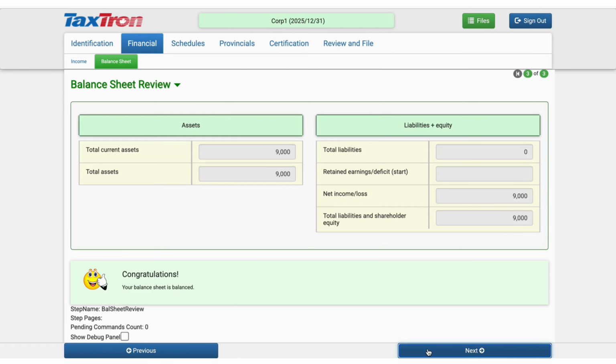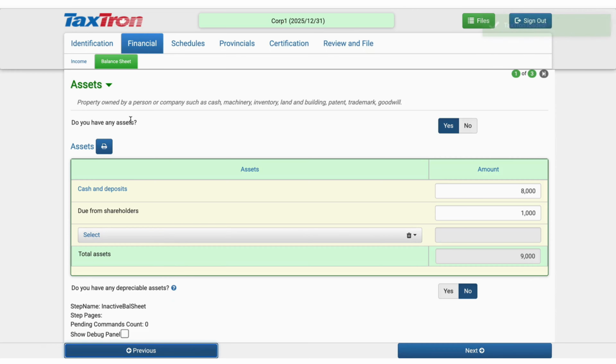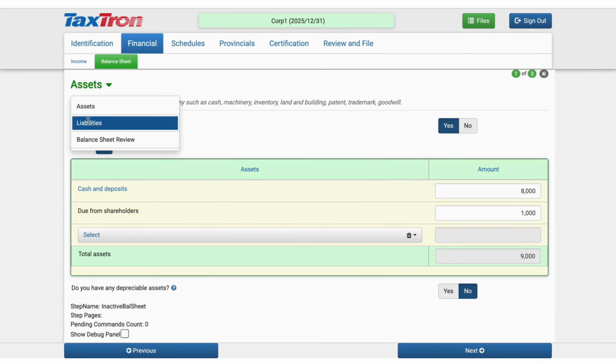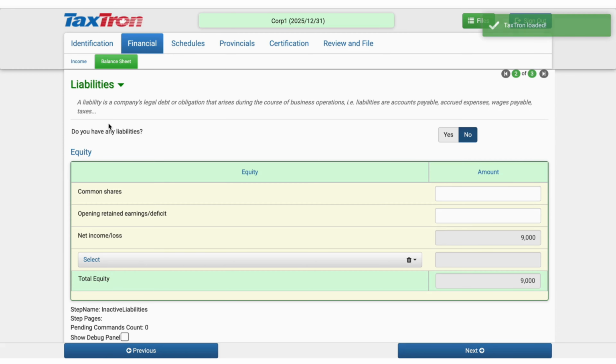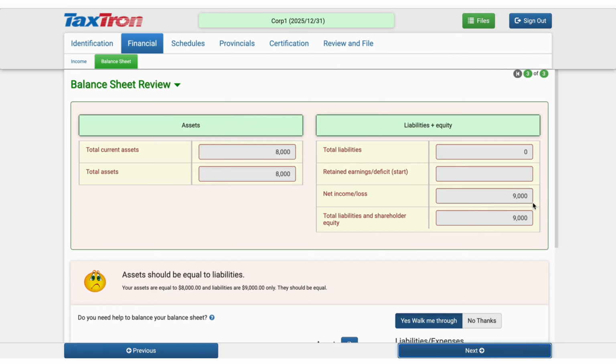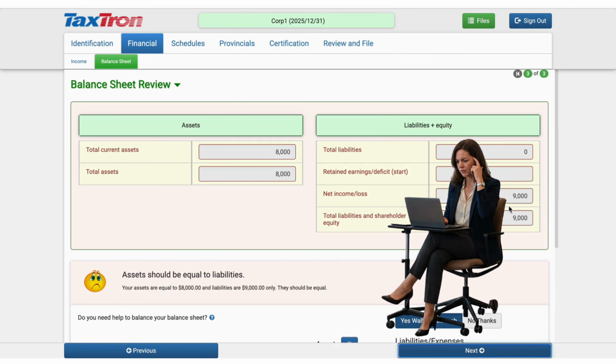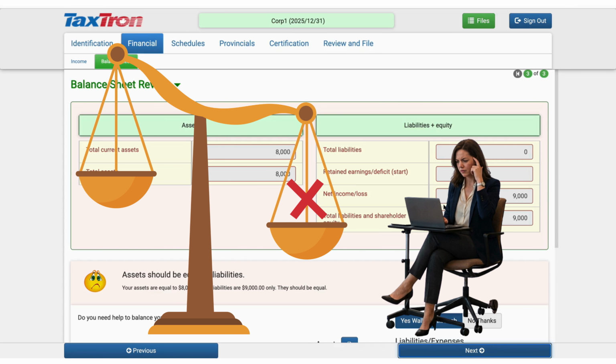So if your G100 balance sheet shows not balanced, don't assume your calculations are wrong. Start by reviewing your assets, your liabilities, your shareholder equity, and the balance sheet review page for any missing amounts. A small missing entry, like Lisa's due from shareholders of $1,000, can cause the entire balance sheet to become unbalanced.